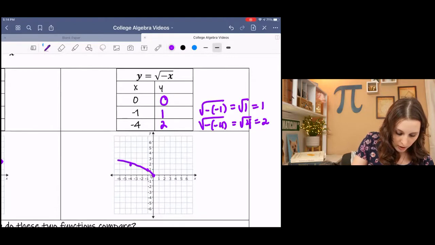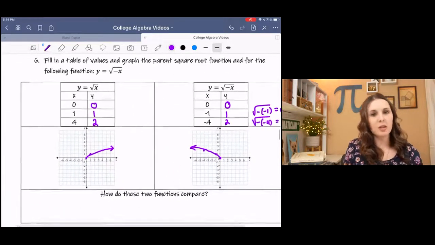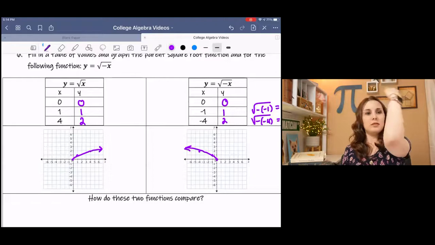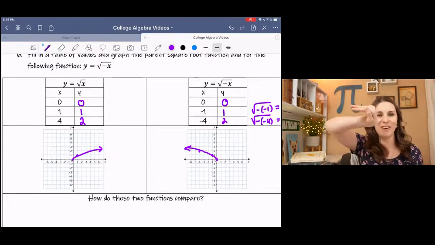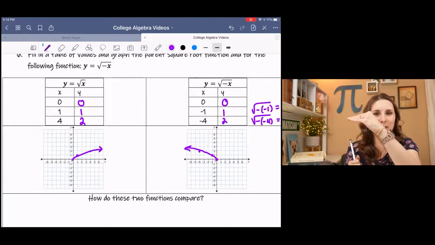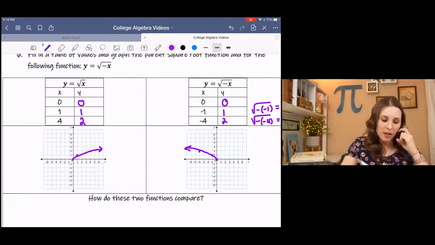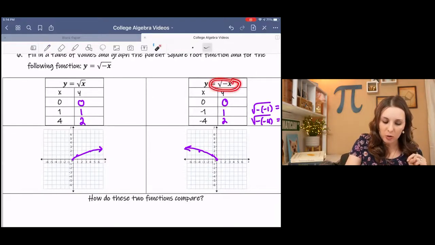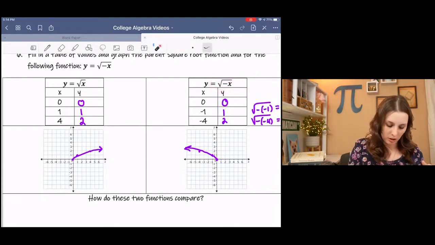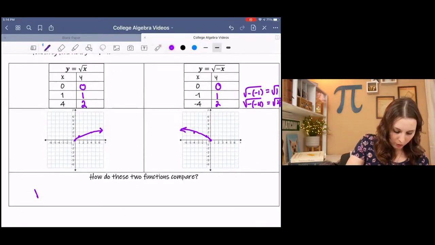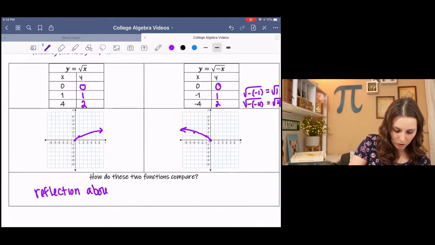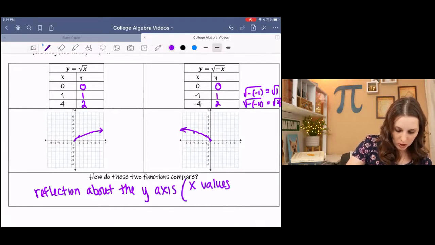And if we compare the two functions, that function reflected, I can't even do it with my hands, but that function reflected, there we go, over the y-axis because the x values were changing. So it is a reflection about the y-axis because the x values changed.